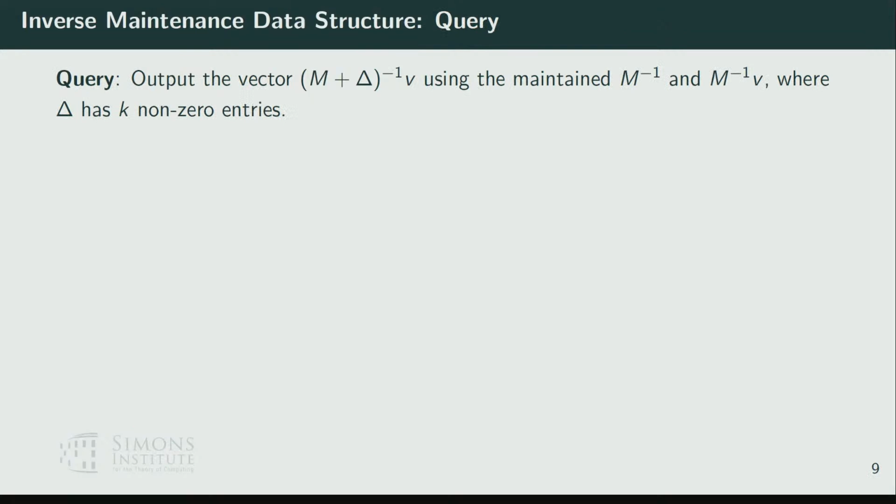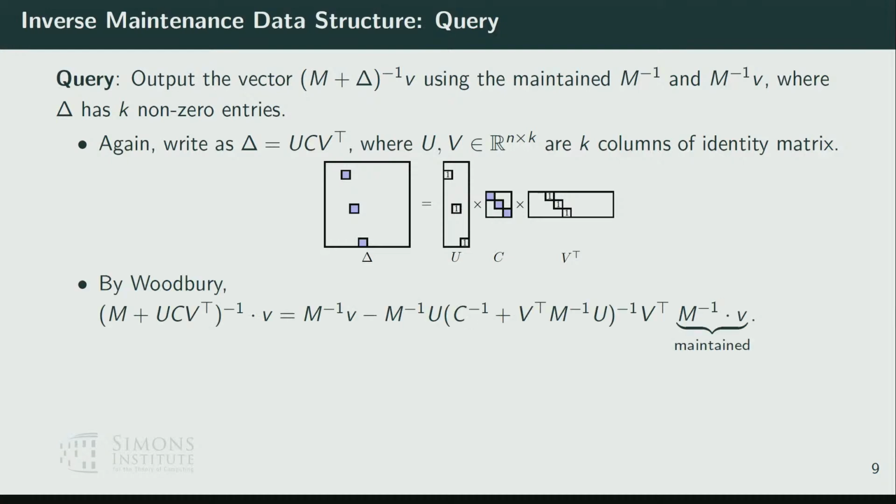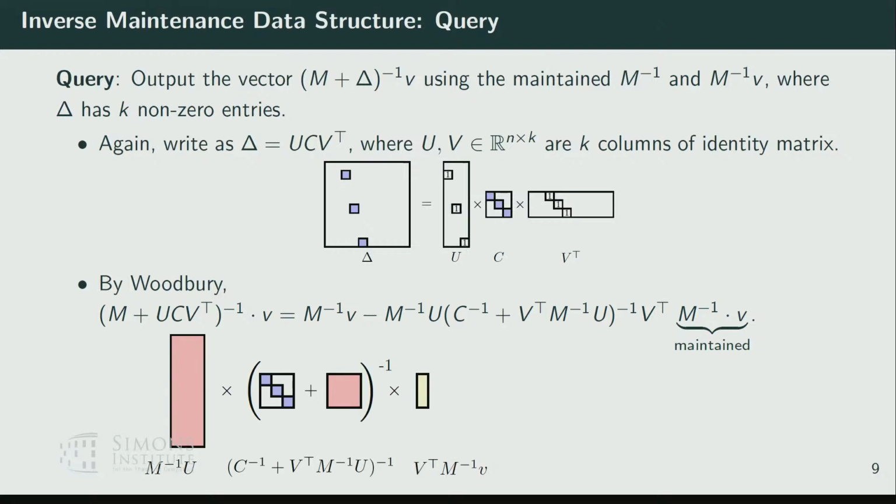And then next, for the query operation, it's very similar. We again write delta in this formulation, and then we again use the Woodbury identity. But now we don't actually update the inverse matrix. Instead, we only want to compute the vector. So we use the maintained vector that we have on the right, and then we write it out as this.